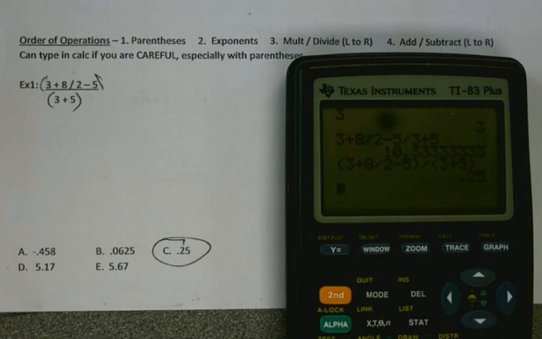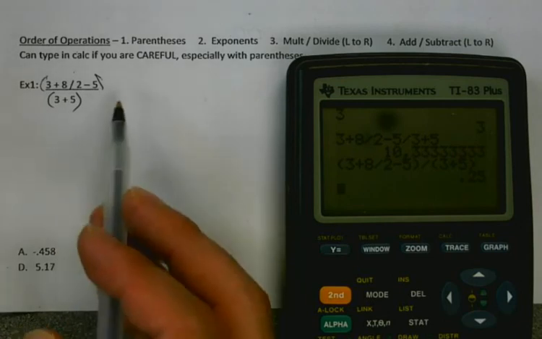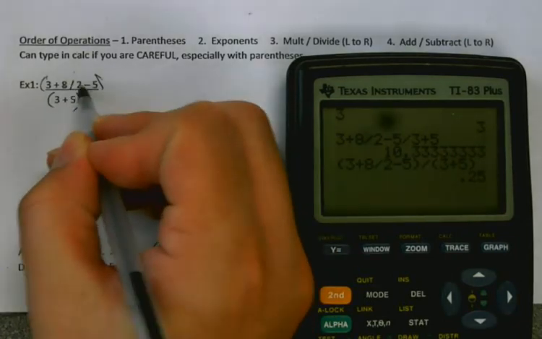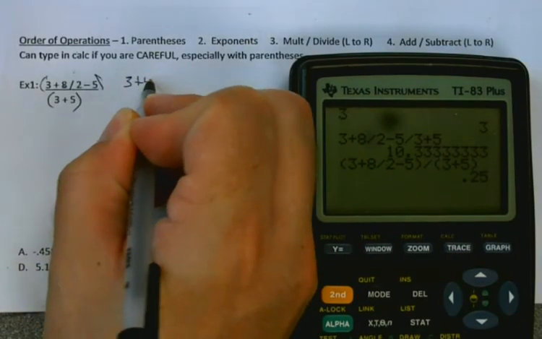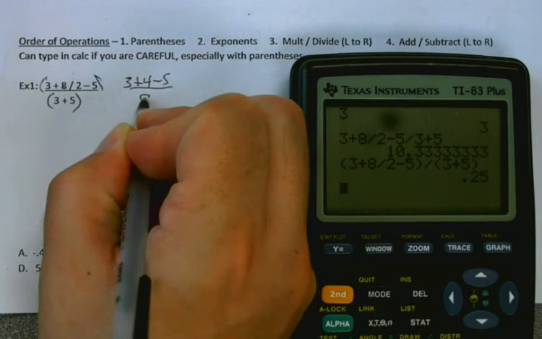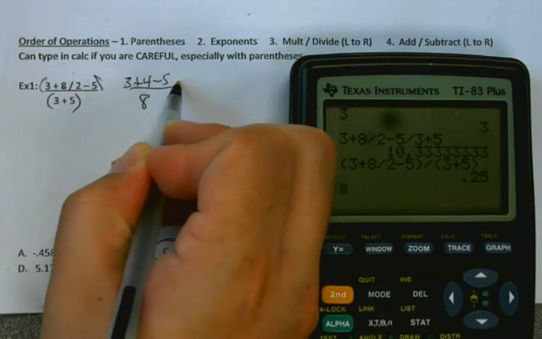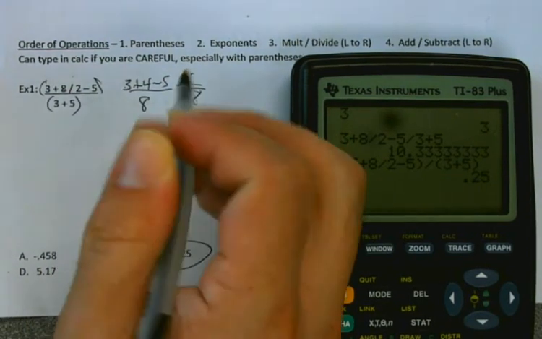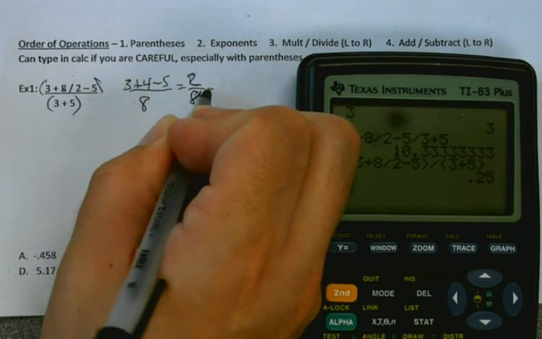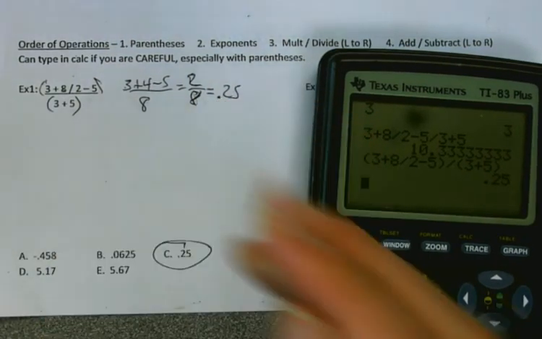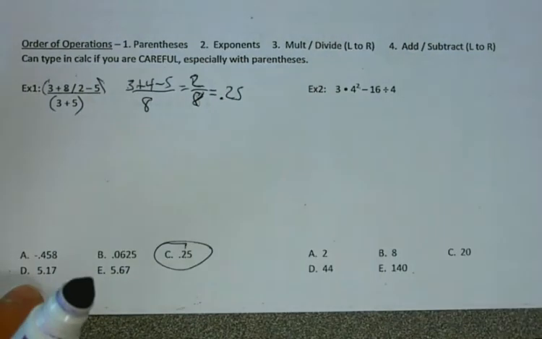Okay? Again, I personally would rather do it manually. I'd say, oh, division, 8 divided by 2 is 4. Plus 5 is 8. 3 plus 4 is 7. Minus 5 is 2 over 8. And then punch that in the calculator since everything's a decimal. But again, it's up to you.